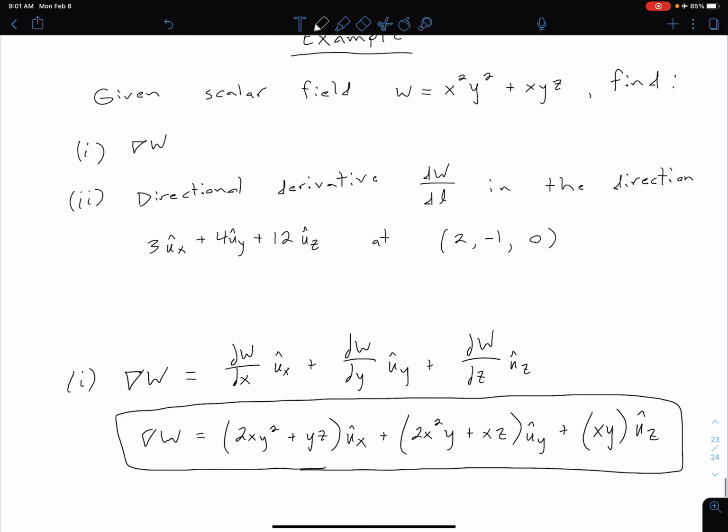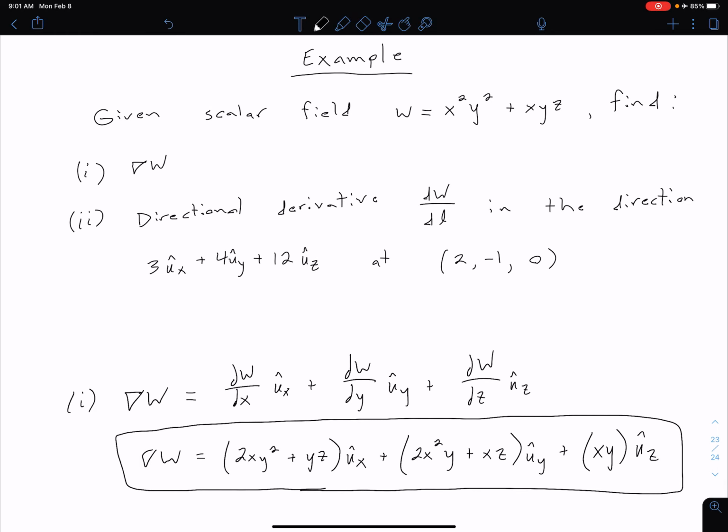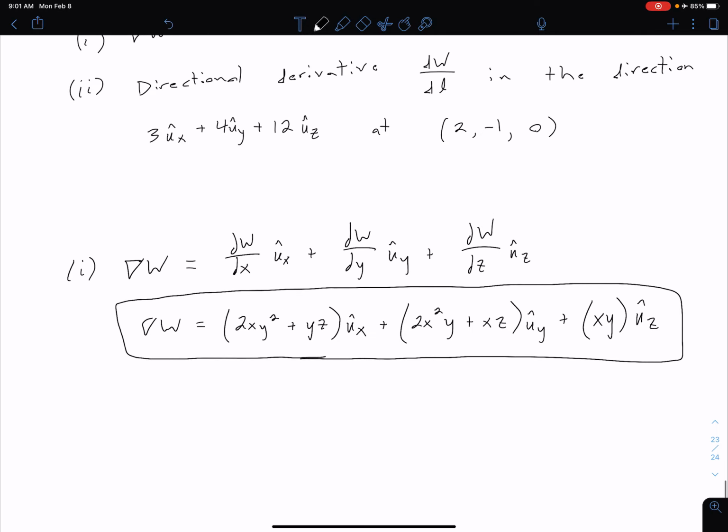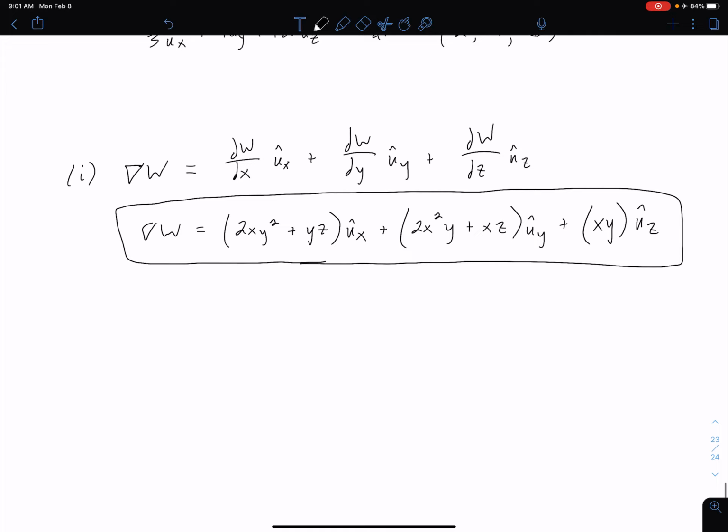And again, keeping in mind, as expected, the gradient of our scalar field has resulted in a vector, or a vector field in this case. So let's move on to our second part. Now we want this directional derivative in a certain direction at a certain point. So we know from the previous video that in general this directional derivative dw dl is equal to the gradient of our scalar field w dotted with the unit vector in our L direction.